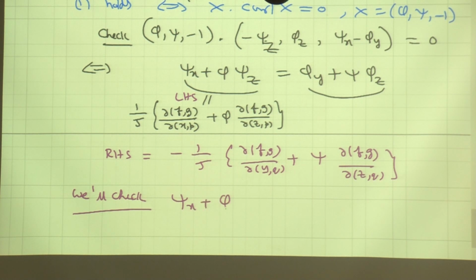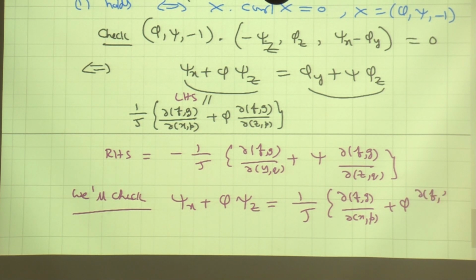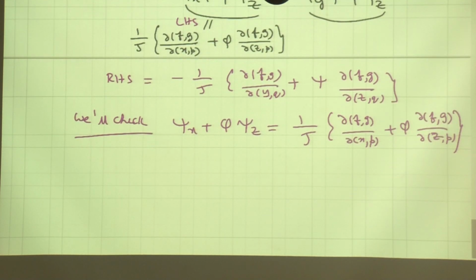Psi x plus phi psi z is equal to 1 by j times dou fg by dou xp plus phi dou fg by dou zp. We will check this part. This is where phi and psi actually come from our equations, and those equations we need to differentiate. So what are the equations that we have for phi and psi?